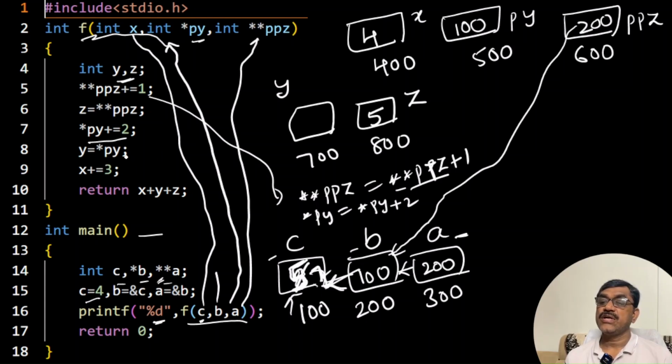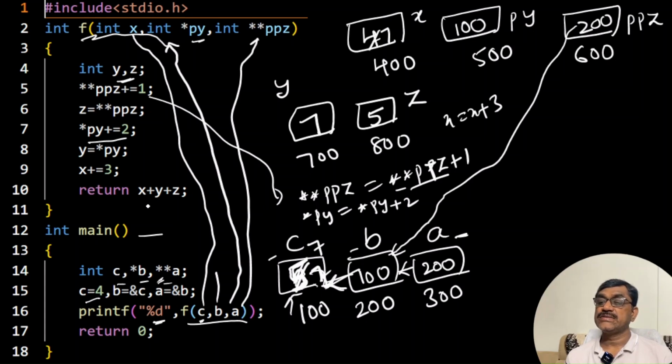Okay. Next we are saying y = *py. Now y equals how much? 7. The new value of this C becomes 7 and y equals *py, so the y value is also 7. Now next, x += 3 means x equals x plus 3. Now what is the value of x? 4. 4 plus 3, how much? Now it is 7. The new value of x becomes 7.